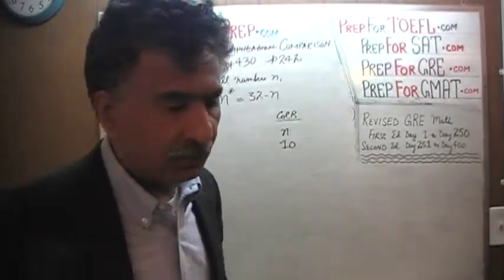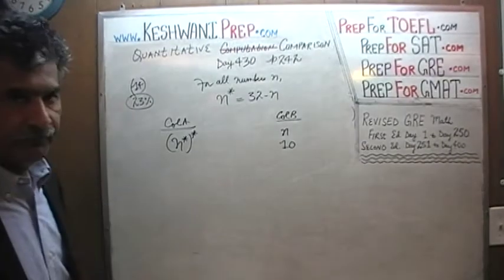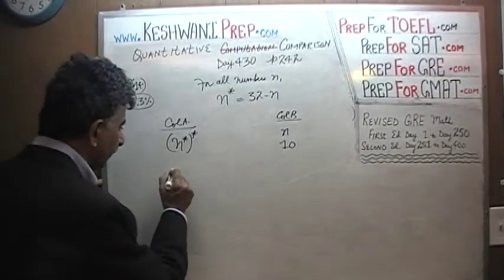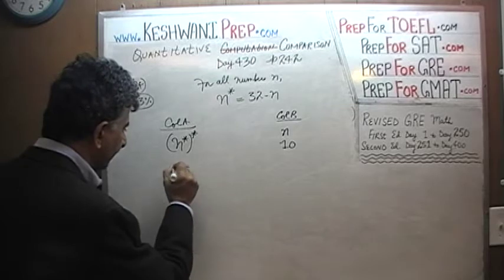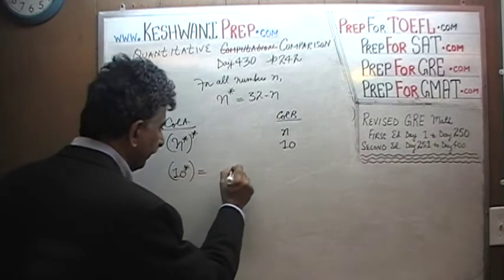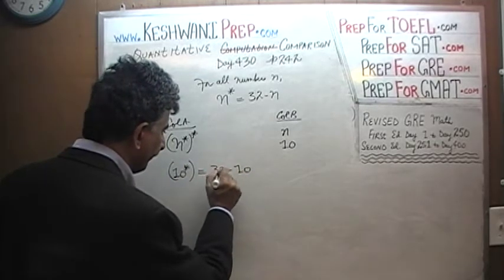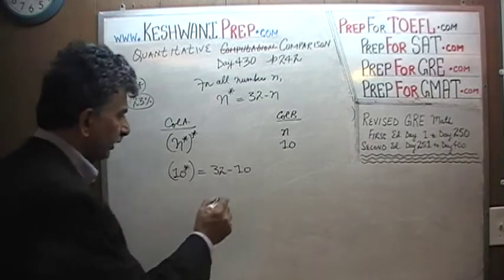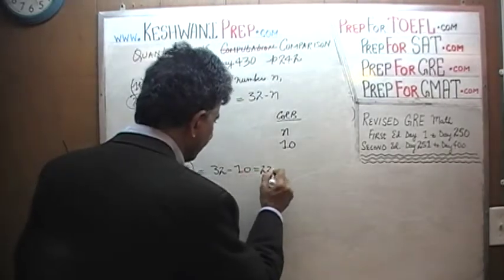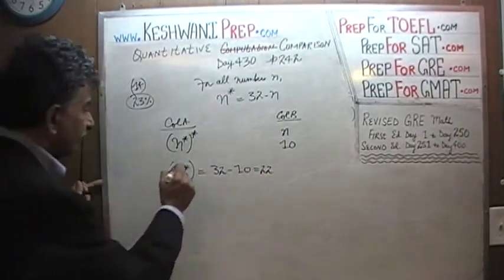That's exactly what we're going to do here. So our n here is 10. So 10 star means we take our 10 and we subtract it from 32. And that becomes 22. But that's not it. Now we have a star on top of that.